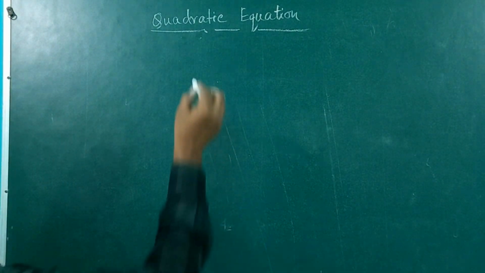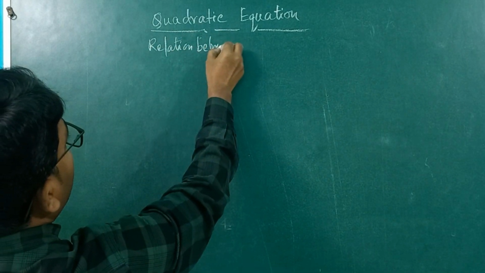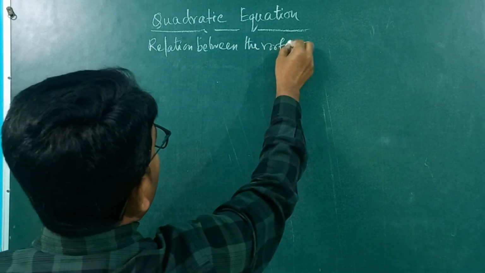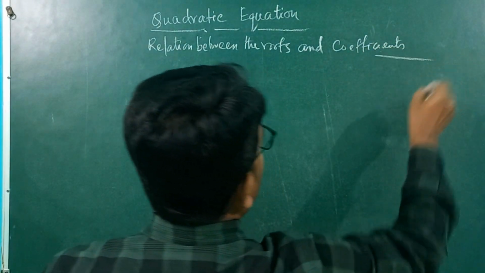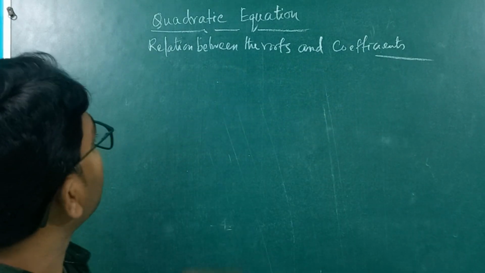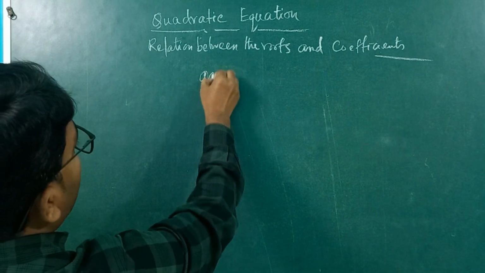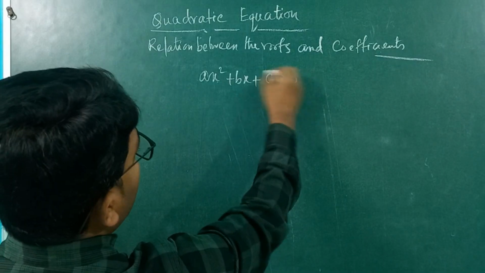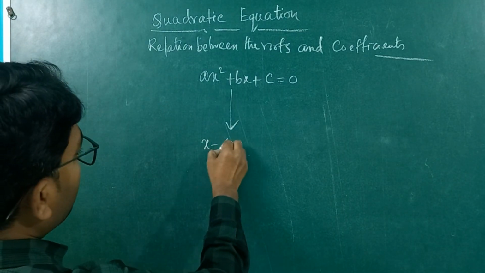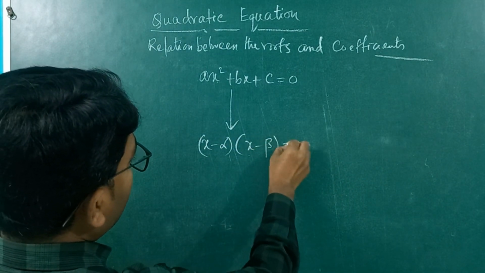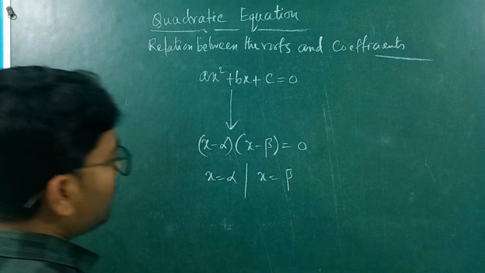Now, relation between the roots and the coefficients. The roots and coefficient and their relation. What is the relation between them? When you write ax square plus bx plus c equal to 0, and we solve this equation, this becomes x minus alpha and x minus beta equal to 0, and you get x equal to alpha or x equal to beta. They are the roots.